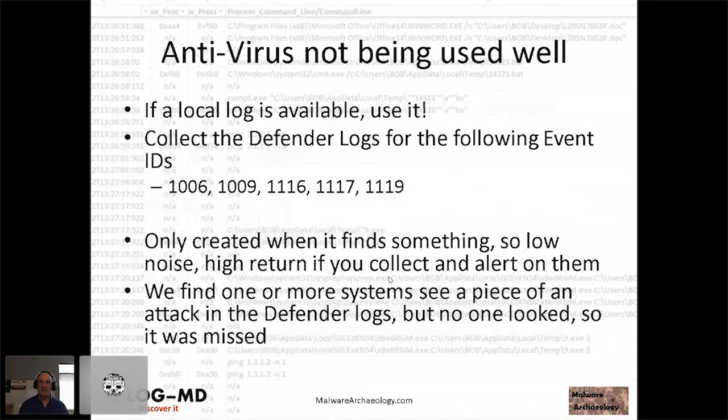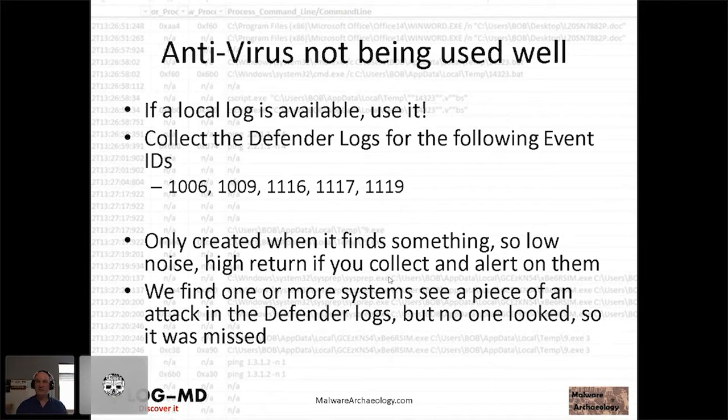Cylance, for example, writes to the application log, if you configure it to do so, which is really easy, because then you can suck those alerts into the SIEM. If it's not malware, then there won't be an alert. And so in Defender, definitely look for 1006, 1009, 1116, 1117, 1119 events. They will tell you that I found malware, I took some sort of action, and here's the action I took, and it's complete or not. Sometimes it says, hey, I got malware, but it could not actually clean it. Because again, the malware authors know how to screw with this stuff.